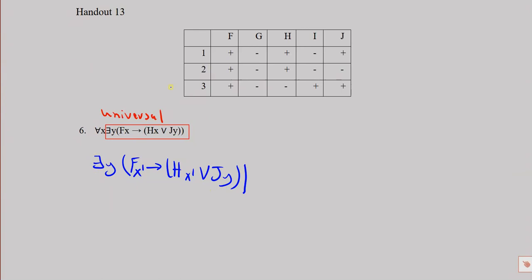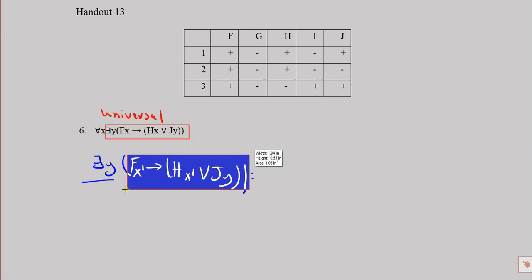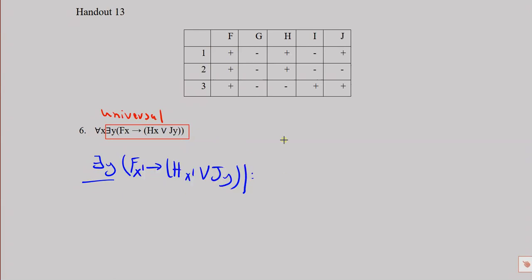Okay, so we want to know whether this thing is true or false, whether object 1 satisfies the thing in the box. And now this thing is an existential statement itself. So the question now for us is whether there is something that satisfies the thing in the box here. Let me just draw a box.